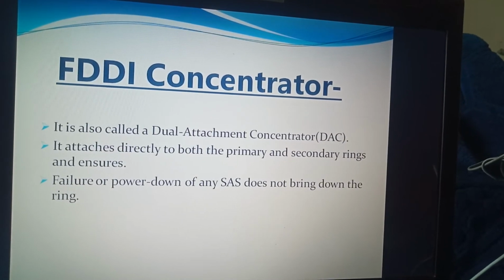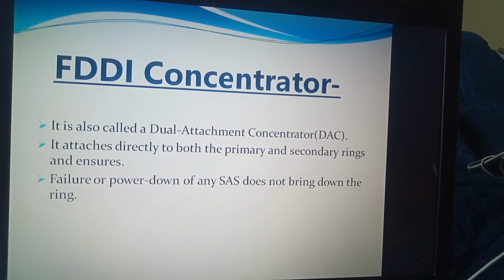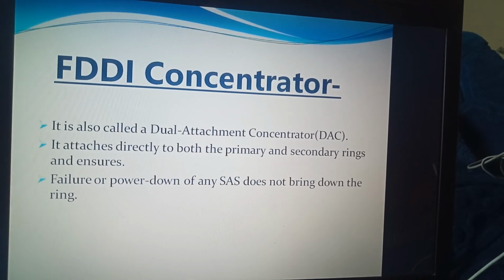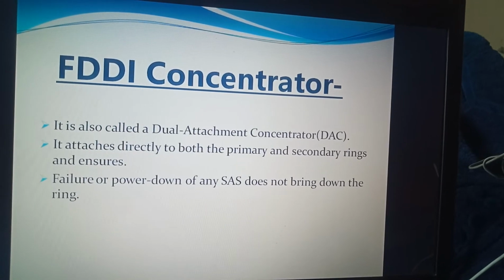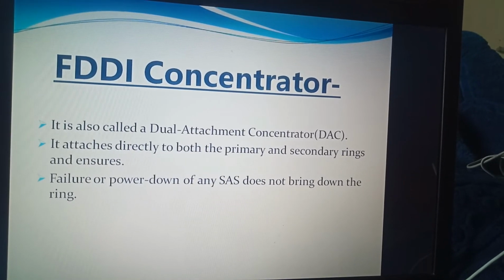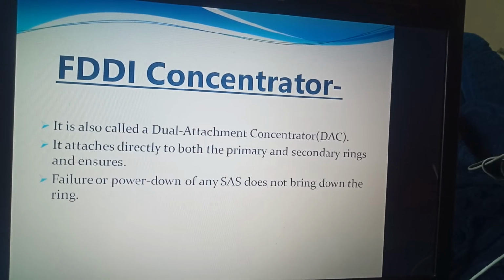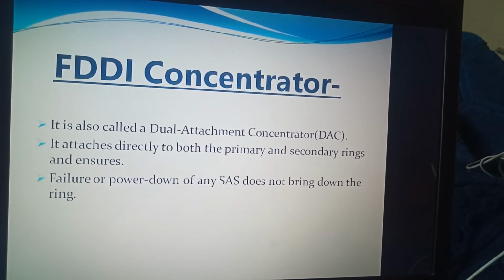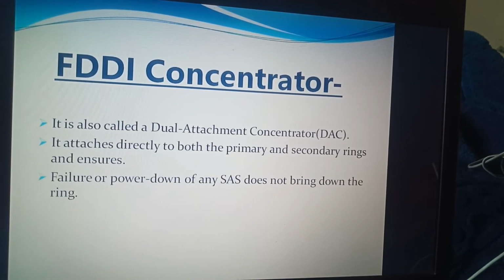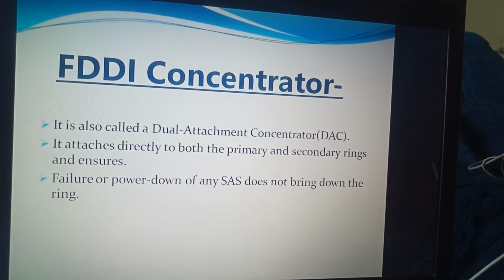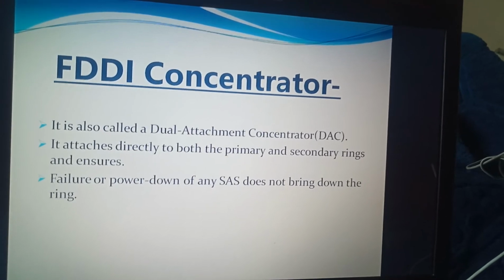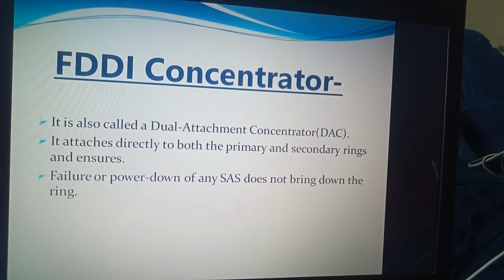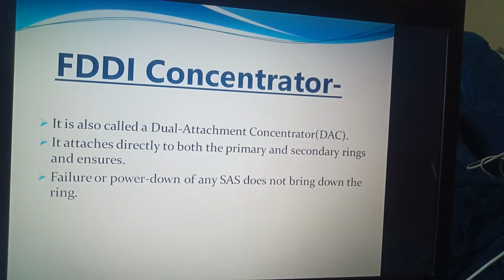FDDI concentrator, it is also called a dual attachment concentrator, DAC. It attaches directly to both the primary and secondary ring, which we see in the diagram. And failure or power down of any SAS does not bring down the ring. It means if any SAS fails, due to power down or any other reason, it does not bring down the whole ring.